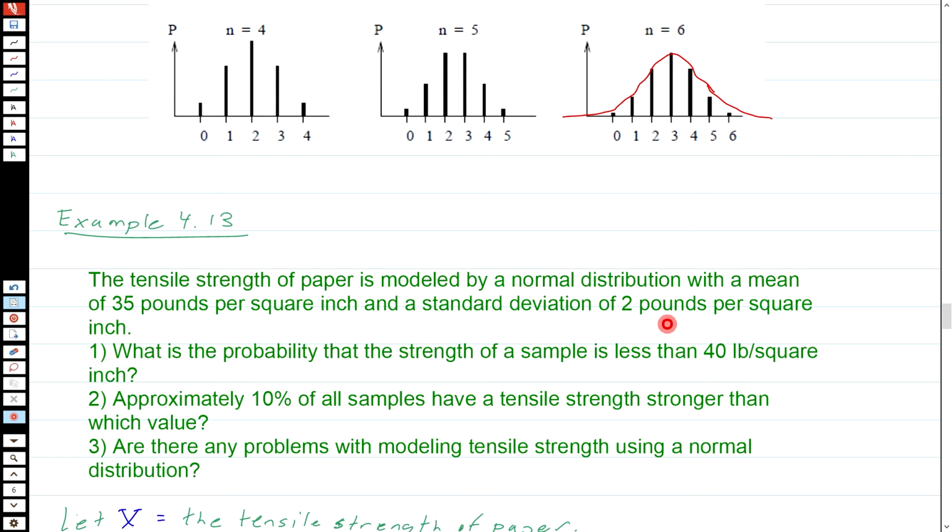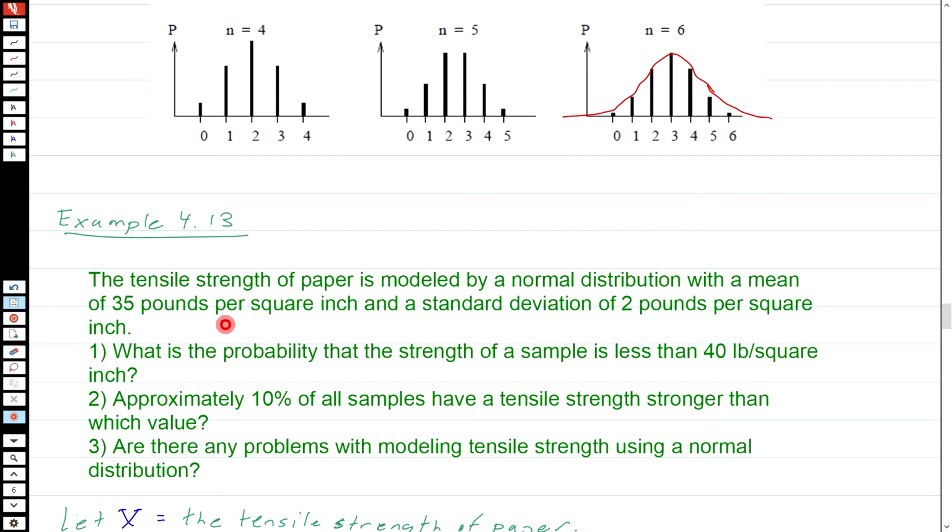Okay, let's look at another example. Example 4.13. Tensile strength of paper is modeled using a normal distribution with mean 35 pounds per square inch and standard deviation 2 pounds per square inch. I could jump right to the question: are there any problems with modeling tensile strength using a normal distribution?